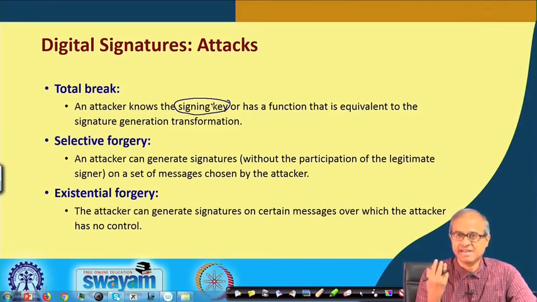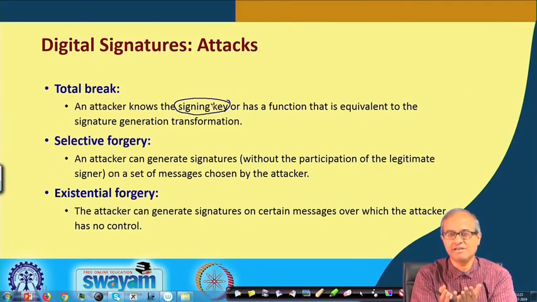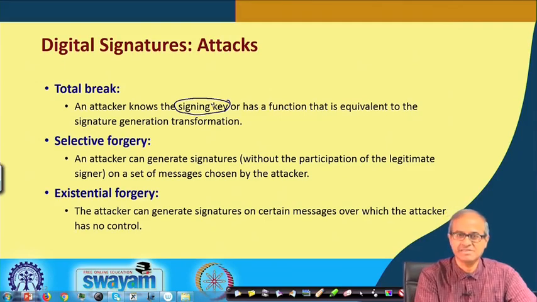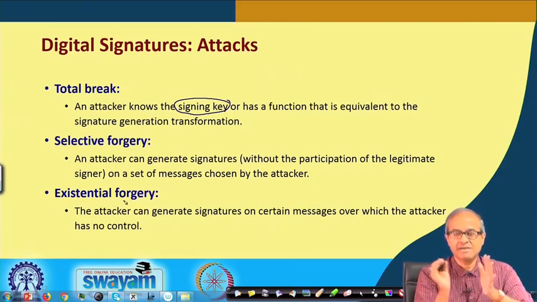If the attacker gets the signing key, then he can do anything, modify the message, again generate a signature, append it to it. So, any recipient will feel that this is the correct message with a correct signature, right. Selective and existential forgery are a subset of that.